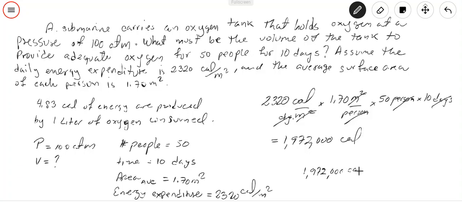So we say that this 1,972,000 calories times 1 liter of oxygen every 4.83 calories. We simplify the calories and we get that they will be consuming 408,281 liters of oxygen.